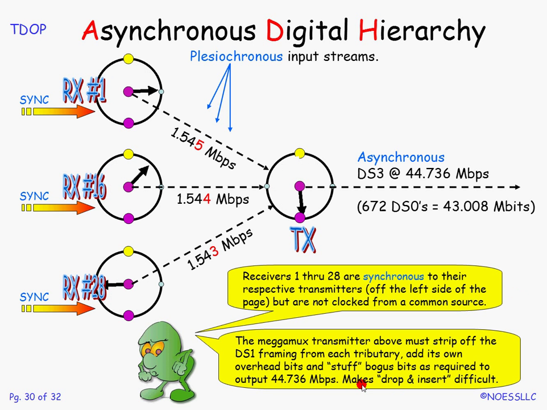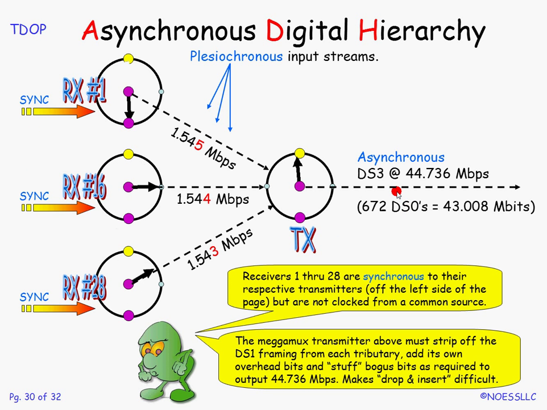Now, I've got a little thing down here that says makes drop and insert difficult. What that's telling you is that in here, I can establish synchronization and determine where time slot 1, 2, 3, 4, 5 is. I could pull that out very easily and stuff something else back in there. Right? So I could drop a channel out and insert new information into that channel time slot. It's called drop and insert.